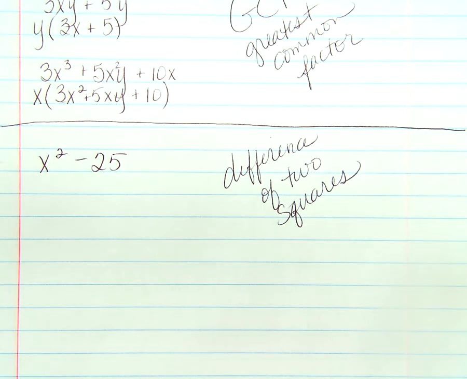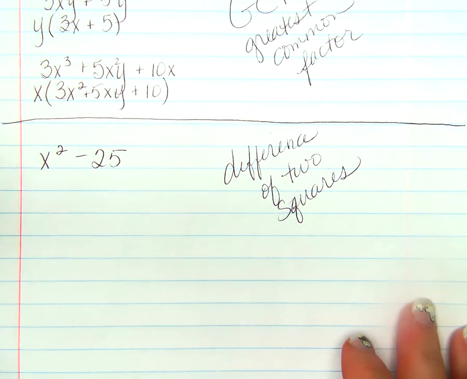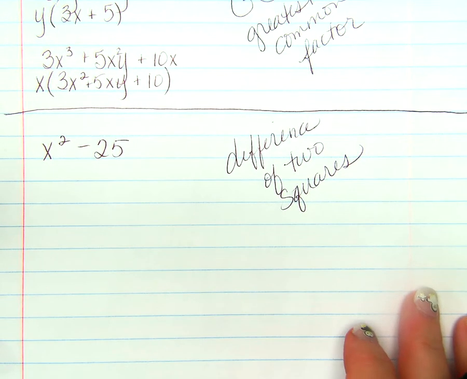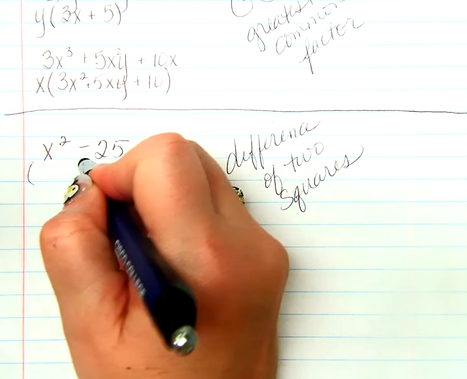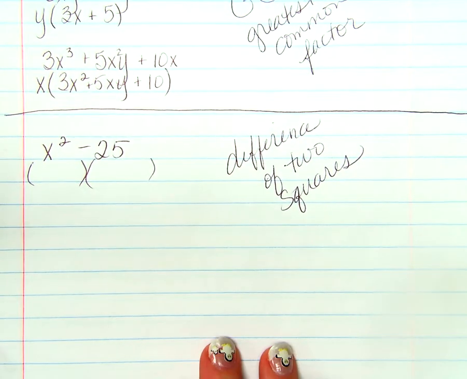It's the difference of two squares. Or just the difference of squares. You okay with that? When you have the difference of squares, you can go straight to the answer. There's no messing around. Straight to the answer. Two binomials.